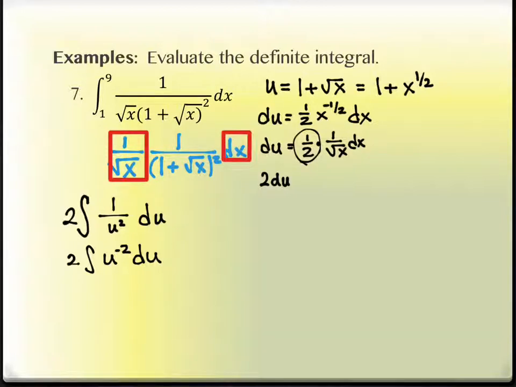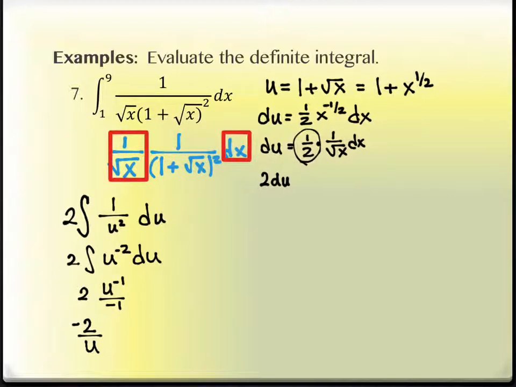What is the antiderivative of u to the negative 2? Let me keep it with the negatives for a moment. It's u to the negative 1 over negative 1. I still have a 2 out here in front. I don't need the plus c's, right? We already recognize that. So this is a negative 2 over u. That's how that cleans up.